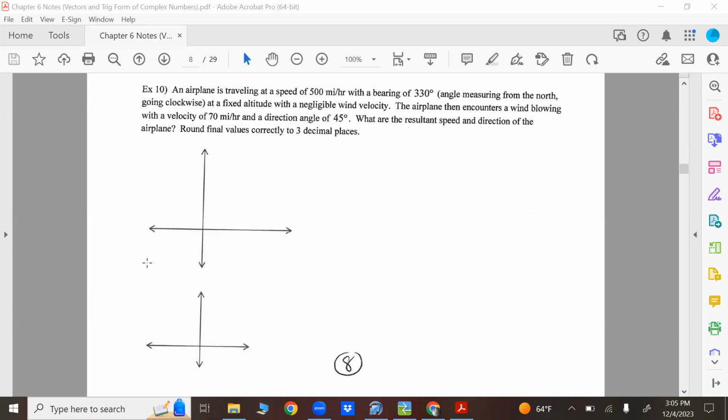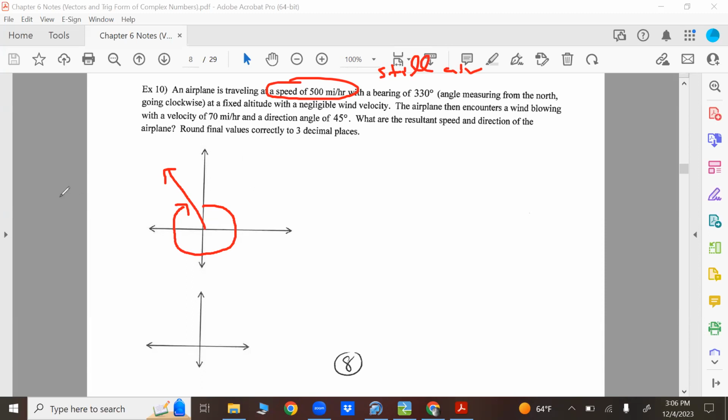Okay, so here's what we're gonna do. We'll do the airplane in red. This is basically in still air. If we're in still air, it will look like this. So 330. Bearing does this. You rotate until you hit 330. Tell me when you think I should stop. Perfect, good. Okay, so that's the airplane.